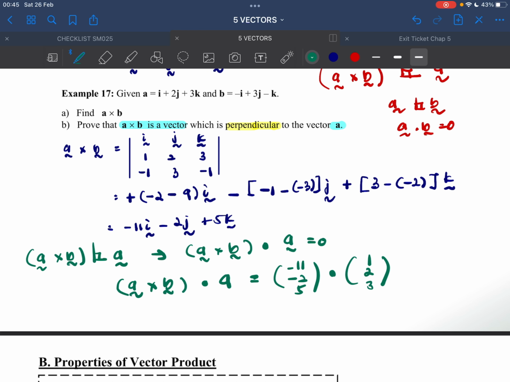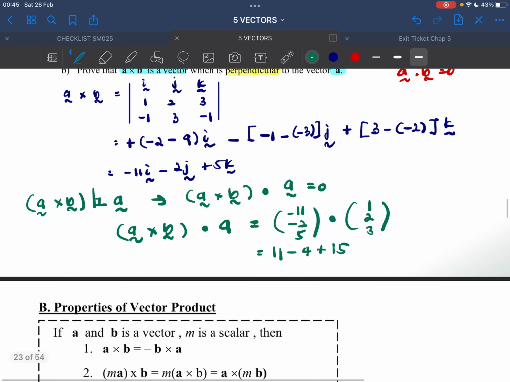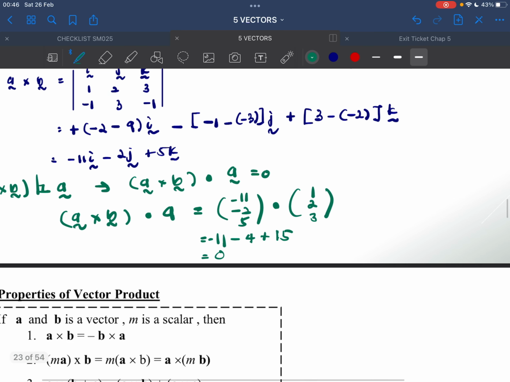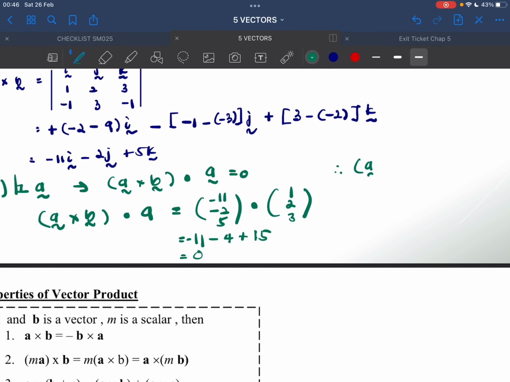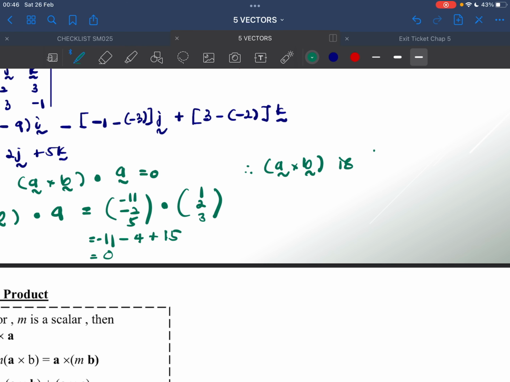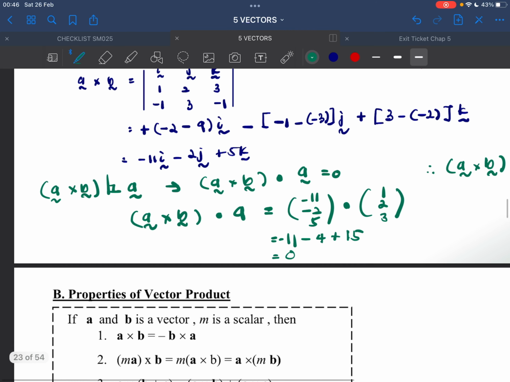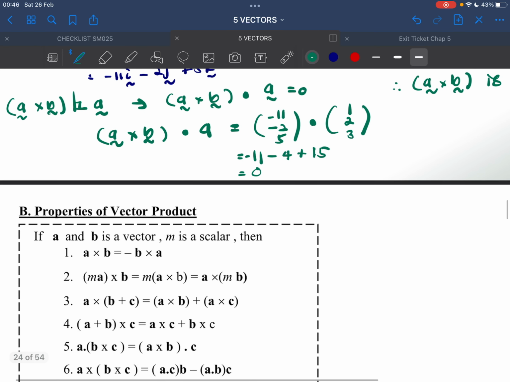Make sure you get a value. Remember, dot product will give a value. So here we have negative 11 minus 4 plus 15, which will give us 0. So we can conclude that A cross B is perpendicular to vector A, since A cross B dot A equals 0. So that is one way to show the perpendicular vector.